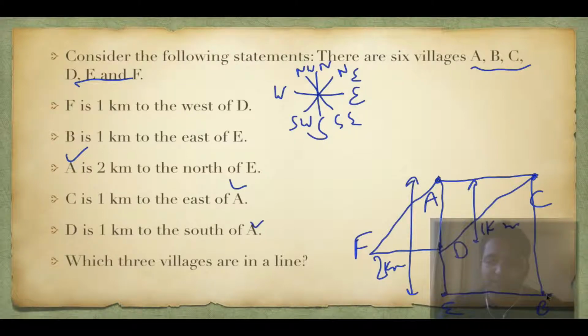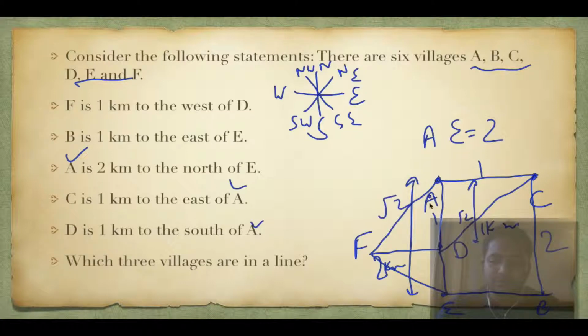They can ask any questions now. It's absolutely ridiculous, right? So this distance is 2 kilometers. From A to E it's 2 kilometers. From A to C it's 1 kilometer. From C to B it's 2 kilometers. So if this is 1, this is 1, then this is root 2. This is also root 2. So you know all the sides now. There is no question whatsoever to know.